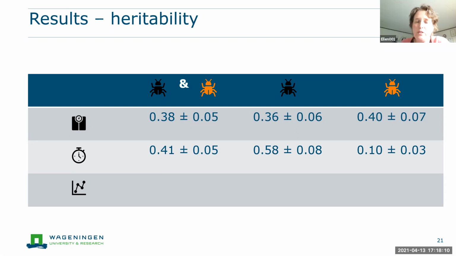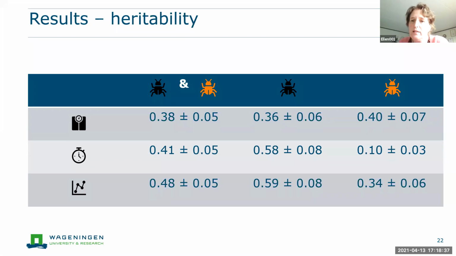So the heritability for development time was quite different between the two populations. And we are not sure what the reason is, but we think that it might be because of a bottleneck, in this case in the orange population. And the heritability for growth rate ranged between 0.34 and 0.59. So overall, you can see that there's quite a moderate heritability, which gives some indications that there is a potential for genetic selection and that we can use genetics to improve the traits that are important for flower beetles.